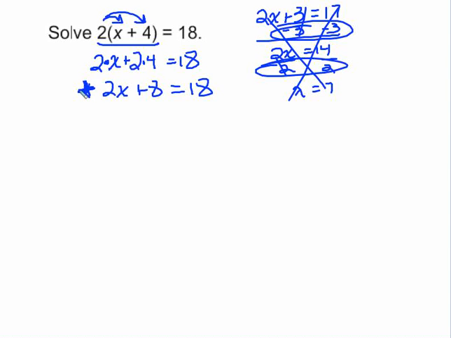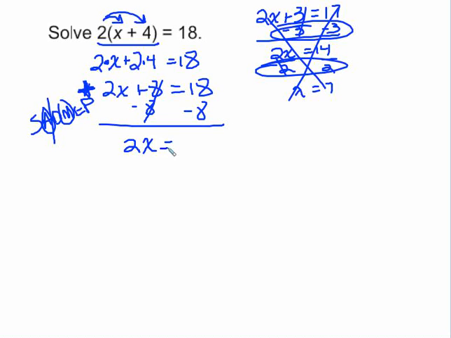So I'm going to use SADMAP as I did yesterday. And I know that I have addition and multiplication that I need to undo. So I'm going to undo the addition first. I'm going to subtract 8 from each side. That's going to give me 2x equals 10. And then I'm going to divide by 2 to undo that multiplication on each side. That's going to give me x equals 5.